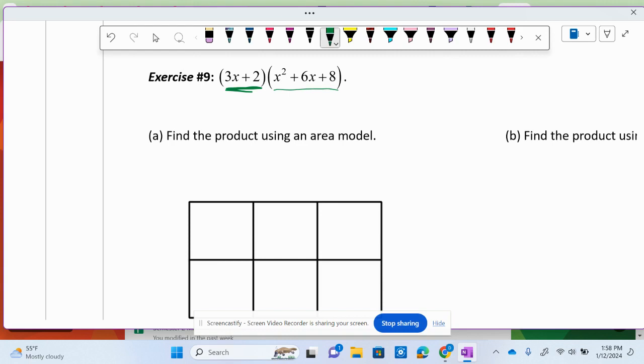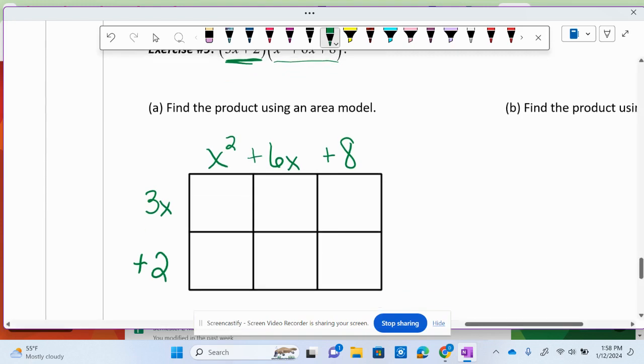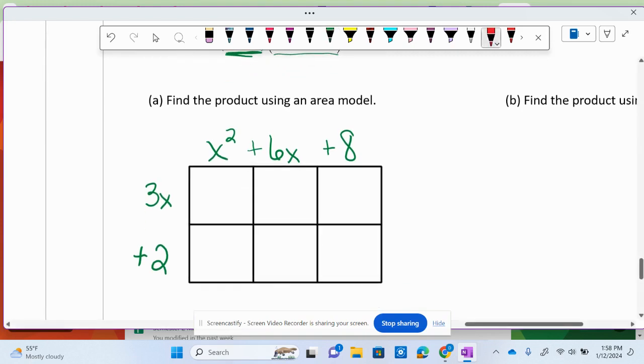2 times 3 is 6. So I'm going to put my 3x and my positive 2 along the vertical edge. And then I'm going to put my x squared, my 6x, and my 8. And these are all positive. I typically don't write the pluses. I typically only write the minuses. Okay. And then we're going to do the area.